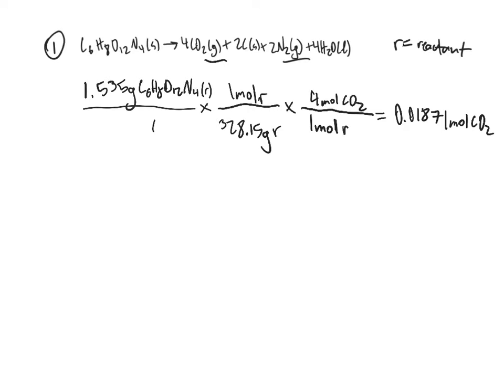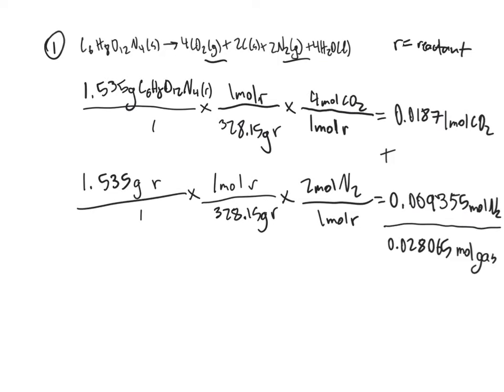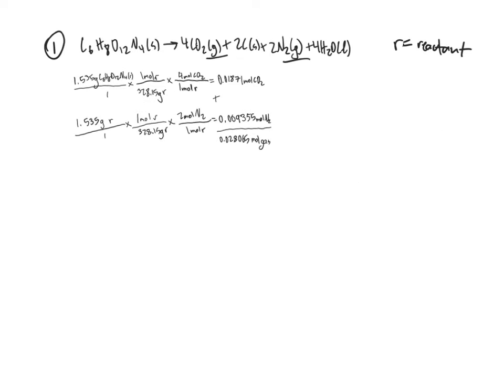And then we will repeat the process with N2, the other gas produced, starting with the grams, and then using the molar mass, and then using the molar ratio to find our moles of N2. And then, because we're just going to find the final pressure of all of the gas, we can just add the moles of these two together for the final problem. So we'll add the moles of CO2 to the moles of N2, and we'll get our 0.028065 moles of gas.